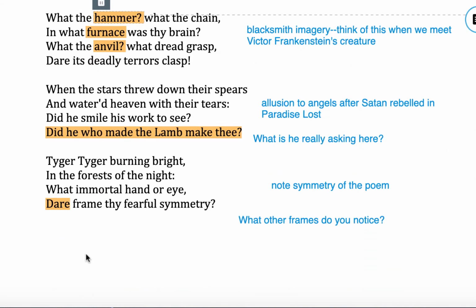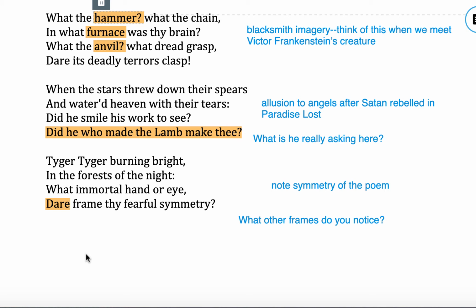Then the last stanza sets it apart. It's different. Dare. If you dare, you cross a line. You do something bold. You do something, like I said before, that's transgressive. So here it's almost as if the speaker is saying, whoever created this tiger, whether it's God or some other entity, had to do something shocking, had to do something bold, that actually there was some risk to the creator.